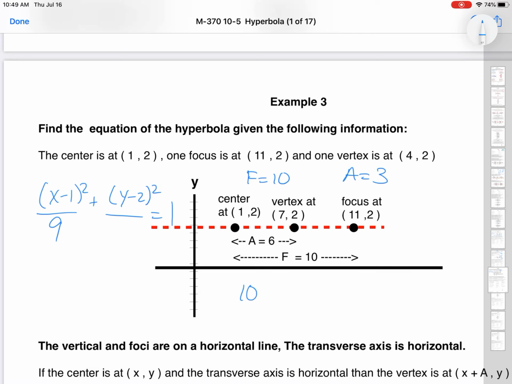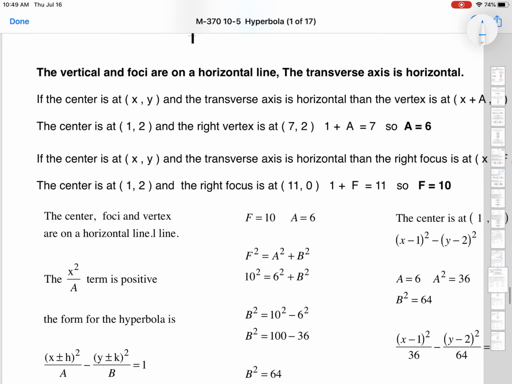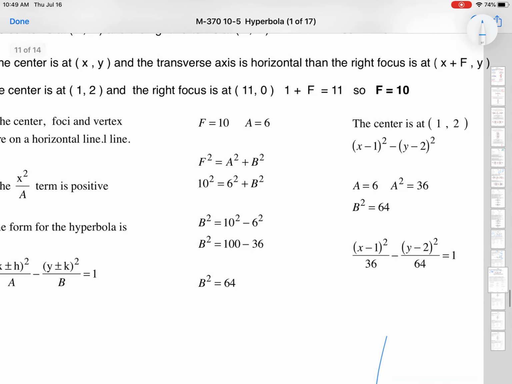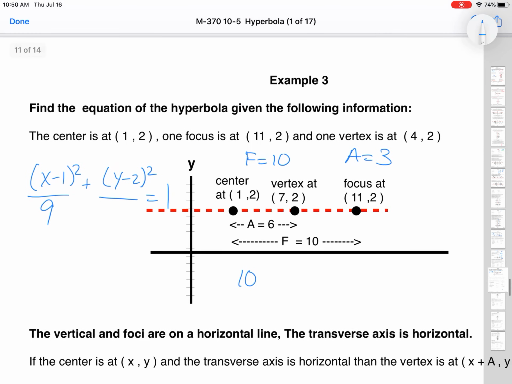So what do we know? I don't know why he's saying 7, 2. The vertex is at 4, 2. Does he consistently use the 7? Let's see. No. So yeah, he's using 7, 2. Let's make that adjustment since he's using 7, 2 in a few places later on. So that makes that change. So the distance between 1 and 7 is now 6. And so this is 36 under here.